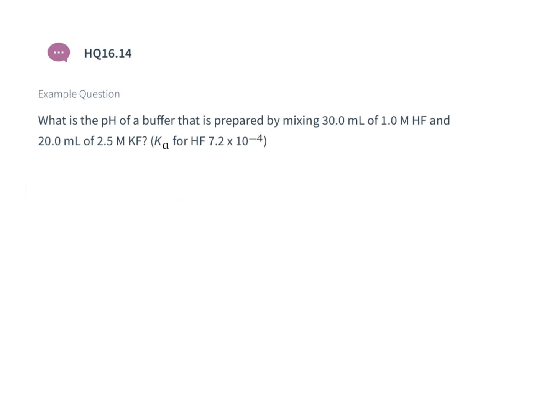Eventually, we're going to need the Henderson-Hasselbalch equation for this calculation, but first we need to find the concentration of our acid and the concentration of our conjugate base. Our acid is HF, and our conjugate base is the potassium fluoride. We mix both of those together, and we need to find our new concentration of each of those.